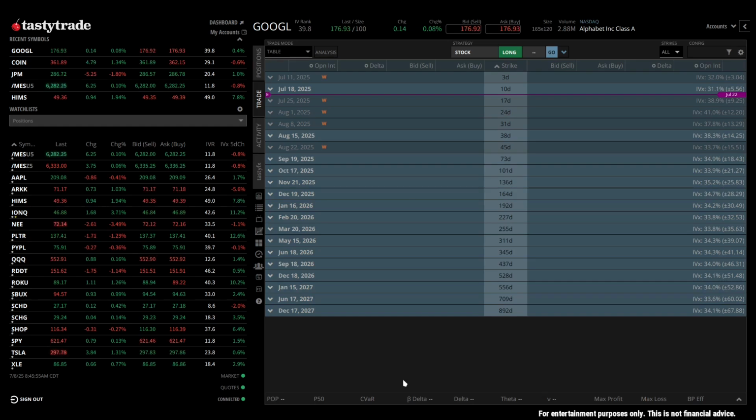So what it means is that if you have an IV rank of 0, that means that Google's implied volatility right now is the lowest it's been in the last year. If you have an IV rank of 100, that means Google's implied volatility right now is the highest it's been in the last year. If you have an IV rank of 50, that means Google's current IV is exactly in the middle of all of the rankings for the past year.